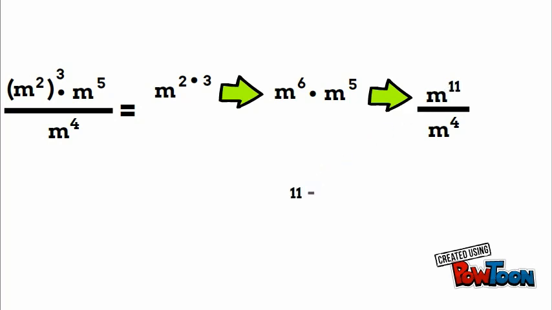Now we can use the quotient rule and subtract our exponents. We have 11 minus 4. That gives us 7, which is our answer from our first example, m to the 7th power. And there you have it, using the quotient rule to subtract the exponents to find your equivalent expression.